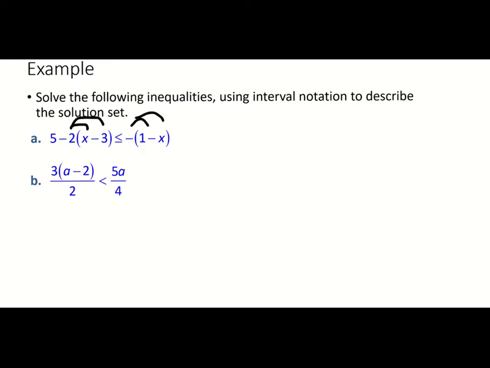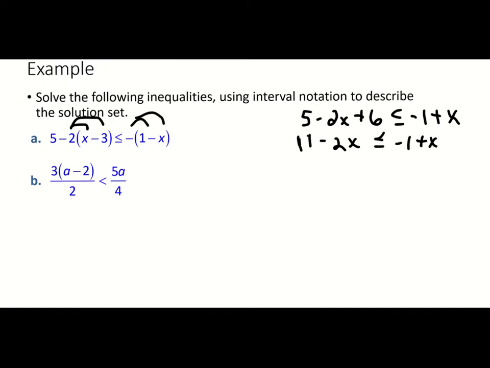Then that's going to give us 5 minus 2x plus 6, because the two negatives make that a positive, is less than or equal to -1 plus x. And then we do want to simplify the left-hand side, because we can do that a little bit. 5 plus 6 would give me 11 minus 2x is less than or equal to -1 plus x. And then we'll move the x's to one side.